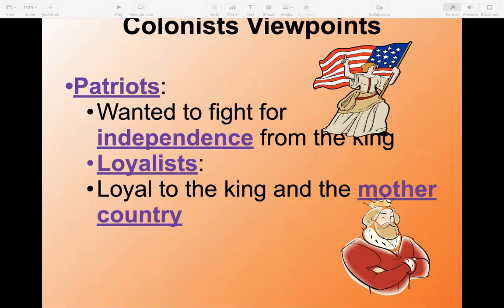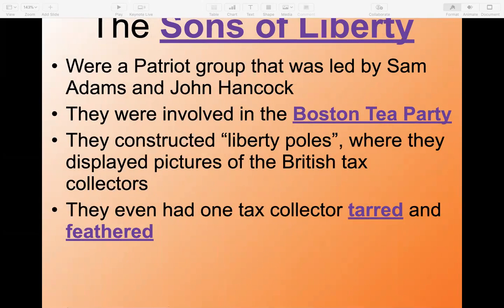Colonist viewpoints. Patriots wanted to fight for independence from the king. Loyalists were loyal to the king and their mother country. The Sons of Liberty were a patriot group that was led by Sam Adams and John Hancock. They were involved in the Boston Tea Party.